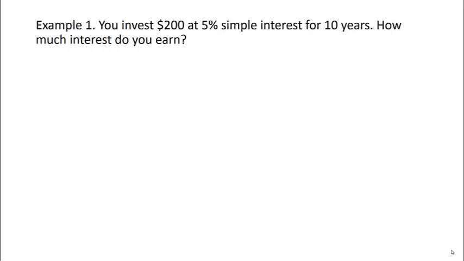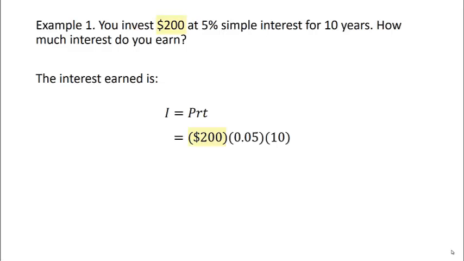You invest $200 at 5% simple interest for 10 years. How much interest do you earn? Recall that interest earned is computed using the formula I equals PRT. In this example, the principal would be $200, our interest rate is 5%, and the term of the investment is 10 years. Multiplying these three numbers, we see that the interest earned is $100.